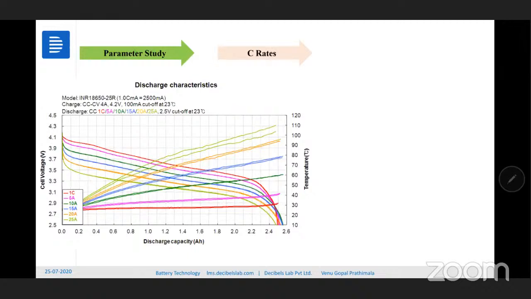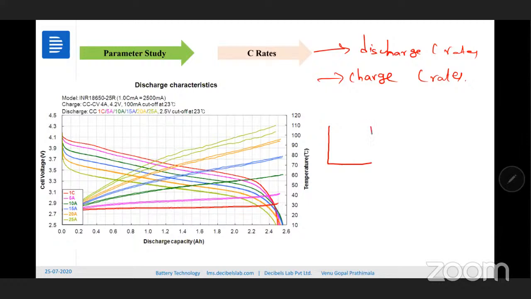Next one is C rates. In C rates, again, there are two types: discharge C rates and charge C rates. The best example I'll give is to take two water bottles. This water bottle has a diameter of D, and this water bottle has a diameter of 2D, except that the volume and everything else is the same.